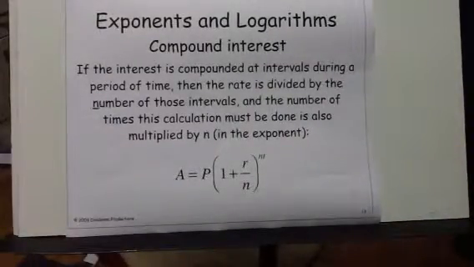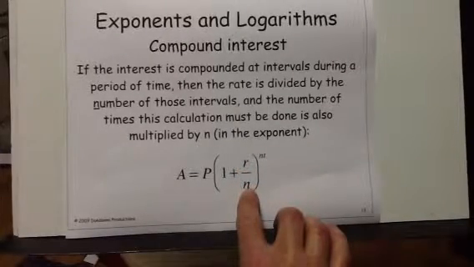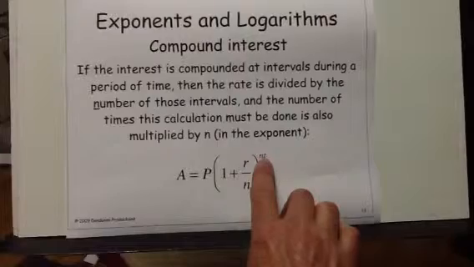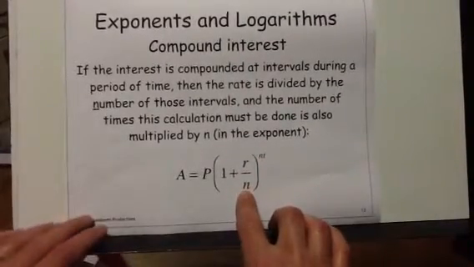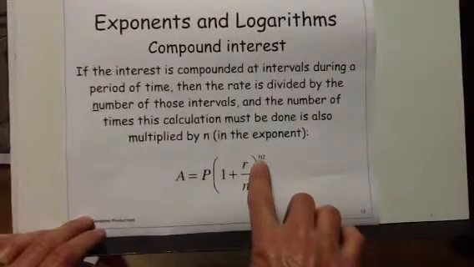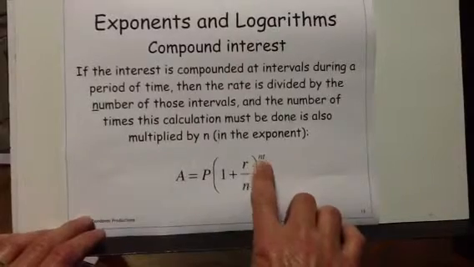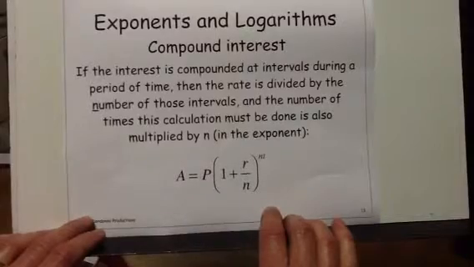Now, if the interest is compounded at intervals, intervals might be quarterly or semi-annually during some period of time, then what we will do is take the interest rate and divide it up by the number of periods in our original time T. But when I do that, I'm going to be doing that for that many years and also that many times each year, which is why that n gets multiplied to the t. It's the number of times we're going to calculate interest.